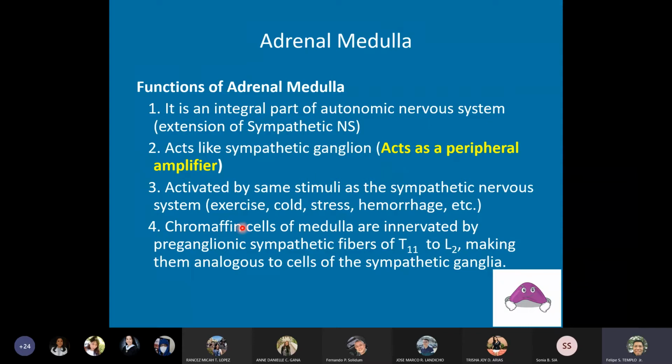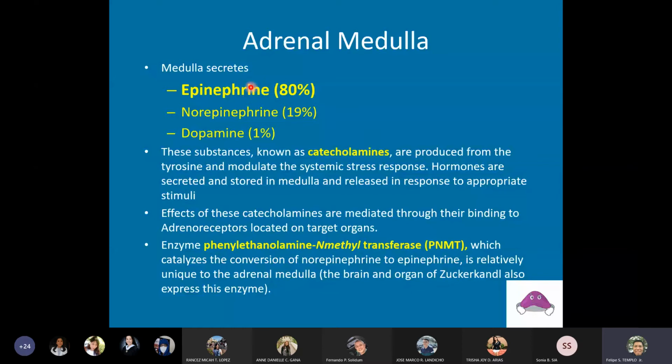And take note, the stimuli are the same as those of your SNS, like exercise, cold, stress, and hemorrhage. And they have direct innervation of sympathetic fibers at T11 to L2. So very much the same as your SNS. That's why it's more of a nervous system than actual endocrine glands. So they secrete epinephrine, and take note here, I just highlighted 80%. Your norepinephrine is to some extent just minor, 19%, dopamine 1%. So these three are called catecholamines.